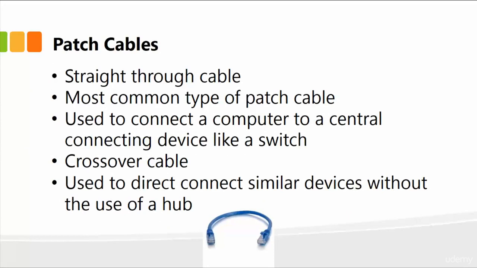Patch cables are another type. This is also called the straight through cable. The most common type of patch cable is used to connect a computer to a central connecting device like a switch. So for example, if you take your computer and you want to connect to a centralized device like a switch or a hub, you would need a patch cable. There is also a crossover cable, which is used to directly connect similar devices without the use of a hub. So two similar devices can directly be connected through a crossover cable.